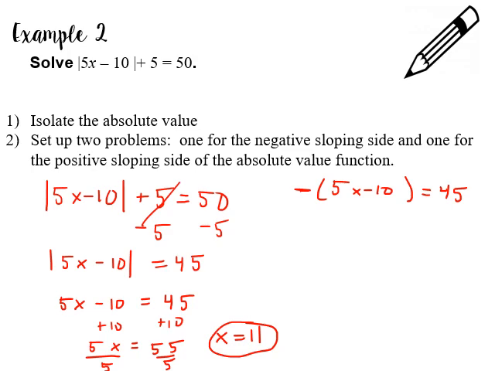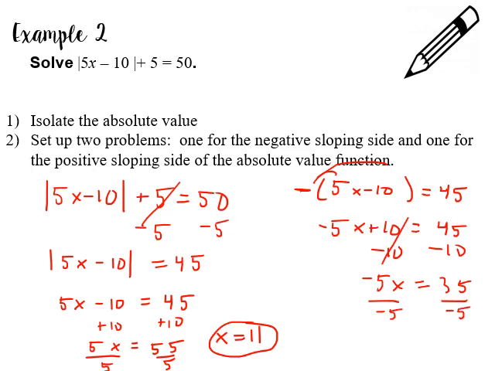For the negative sloping side, I am going to distribute my negative sign. So I get negative 5x plus 10 equals 45. I'm going to do the same thing, solve for x. Subtract 10 on both sides. Negative 5x equals 35. Divide by negative 5, and x equals negative 7. Okay, just like that graphing example, if I were to graph the absolute value in this problem, where it is set equal to 50, the outputs would be 11 and negative 7.